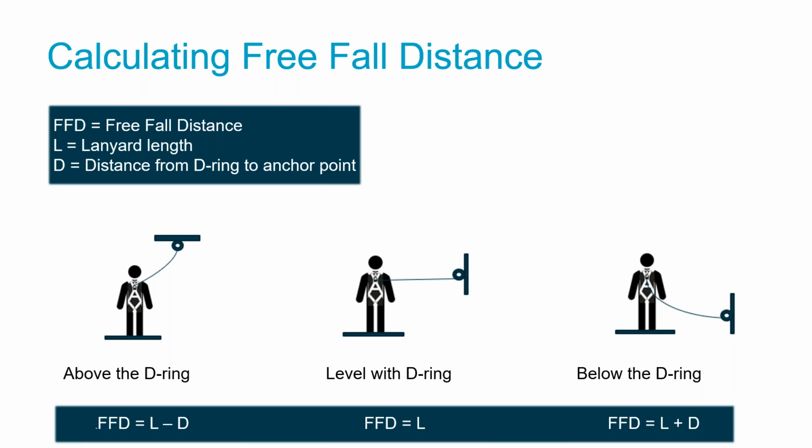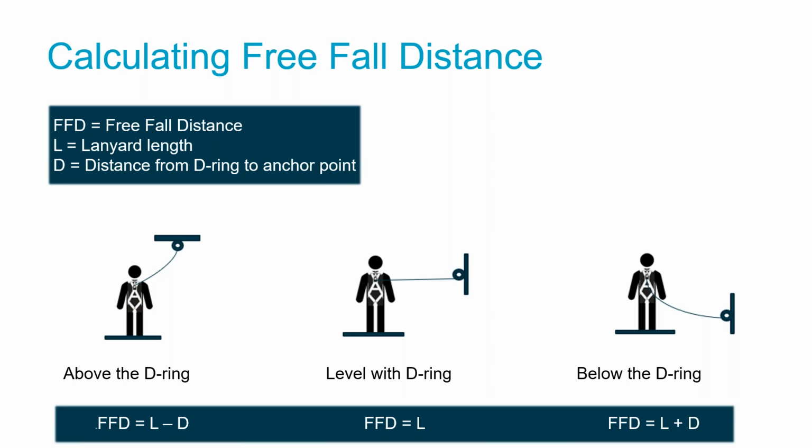If anchored level with the D-ring or at shoulder height, the free fall distance will be the length of the lanyard. A worker will fall the length of the lanyard before fall arrest will be initiated. Where the anchor point is below the D-ring, the free fall distance will be the length of the lanyard plus the distance from the D-ring to the anchor point. So the lower the anchor point below the D-ring, the longer the free fall distance.